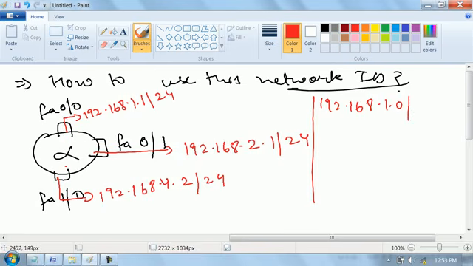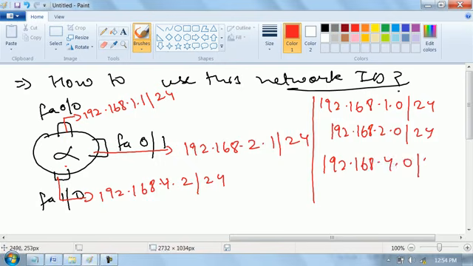192.168.1.0/24 on FA 0/1. For the third network, these are three networks. Now the router has a database of how many networks? Three networks. Now how will the router use this network ID to build its routing table?